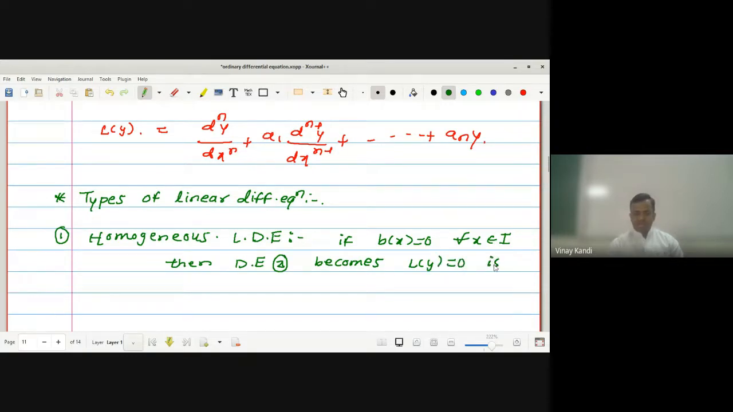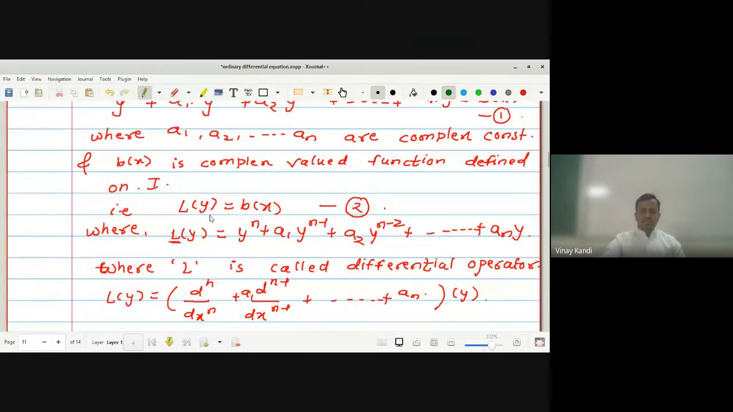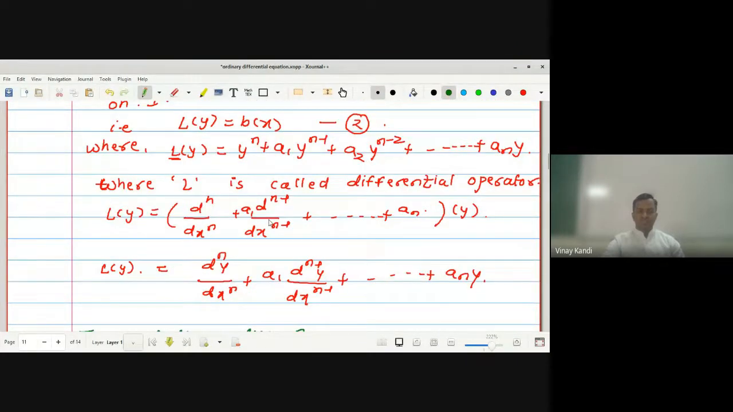It's called a homogeneous linear differential equation. Okay, any doubt? If suppose here in equation 2, this b of x is 0 for all x belonging to I, then it becomes L of y is equal to 0, and the equation is called a homogeneous linear differential equation.